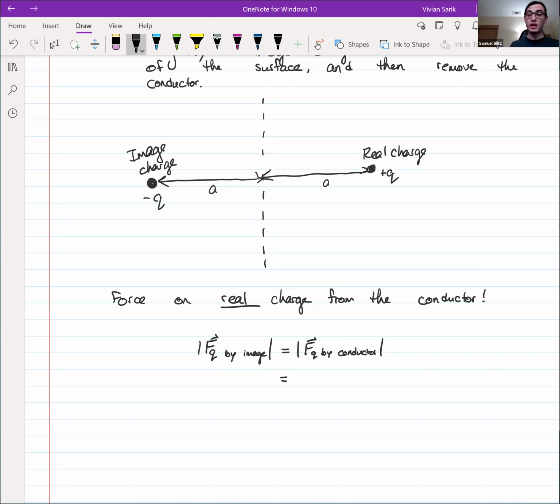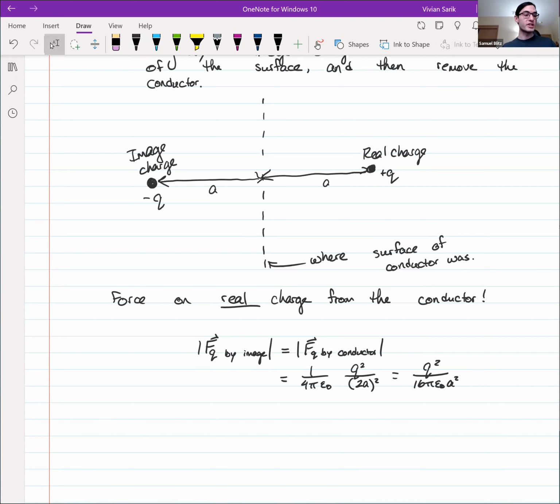And so we can just do that computation with just two charges, and we get that this is 1 over 4 pi epsilon naught, q squared over (2a) squared, which is just q squared over 16 pi epsilon naught a squared. That dotted line represents where the conductor was. And so that just is the force on the charge from the conductor.